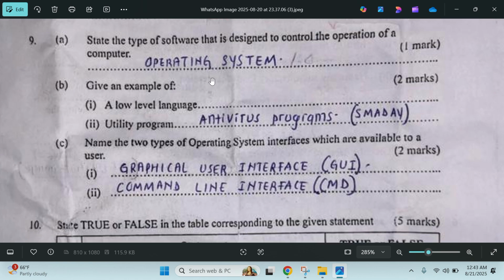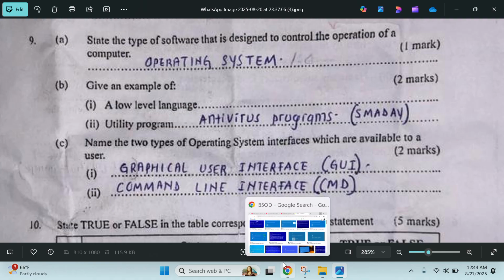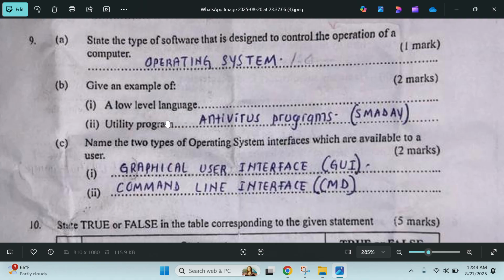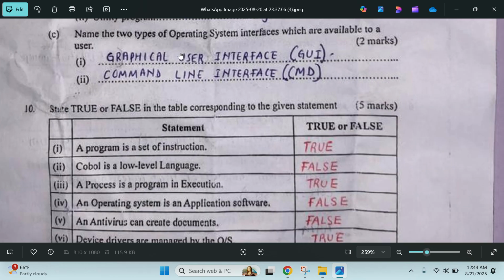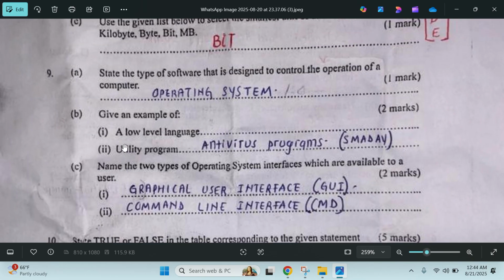9. State the type of software that is designed to control the operation of a computer. That's an operating system. And give an example of a low-level language. A low-level language, an example of a low-level language can be... Let me see here. I could use this as an example. A utility program, there are many utilities. An antivirus is a utility. Disk defragmenter is a utility.